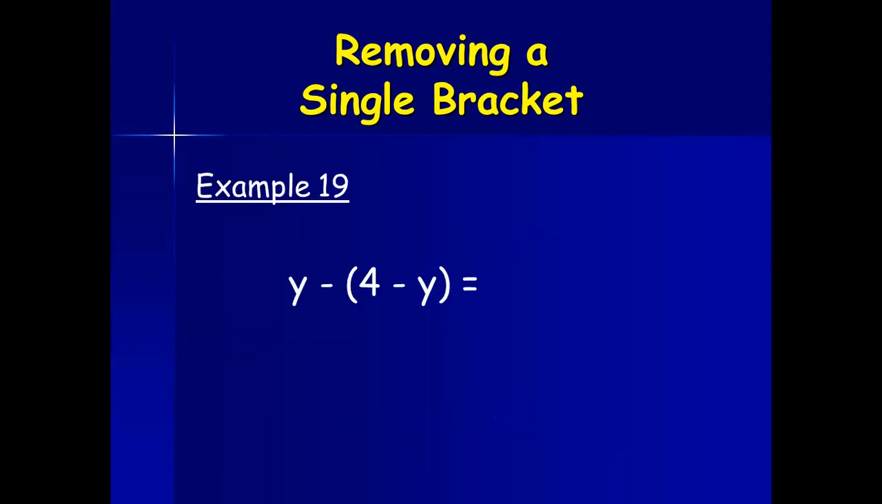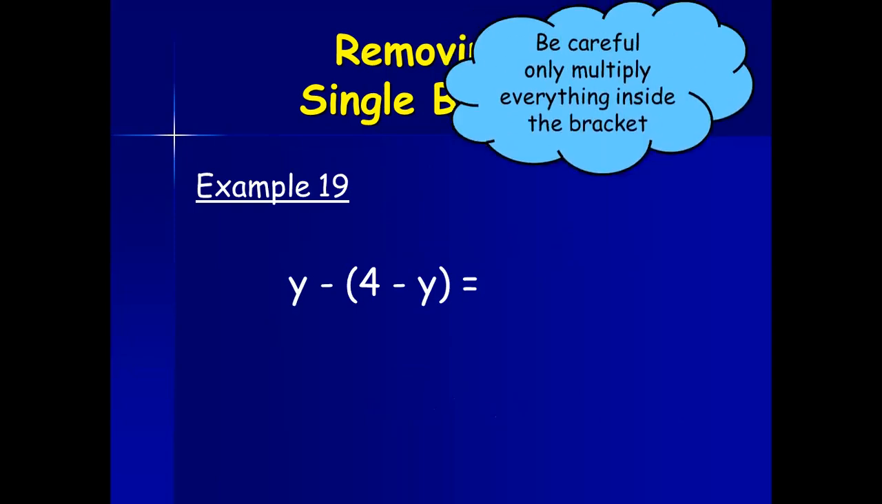Okay, example 19. y minus (4 minus y). You have to be very, very careful with this. Why? Because y will remain as it is, and first I will multiply the negative by the brackets. So y will remain as it is. I will multiply the negative by 4. That will be negative 4. I will multiply the negative with negative y. It will make it positive y.